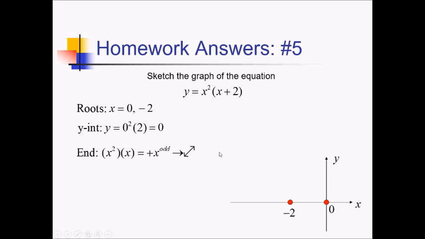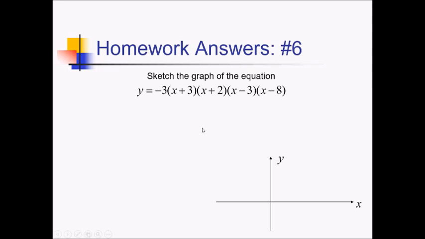In between, for our roots, this negative 2 was a single root. It came from a single power factor. So we're going to cross through negative 2. And 0 came from this double root here, this x squared. So that means we have to bounce off of 0. So now starting below the x-axis, we cross through negative 2, bounce off 0, and it looks like we're ending above the x-axis, right where our end behavior said we would.